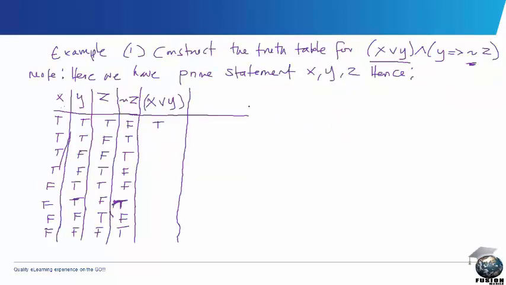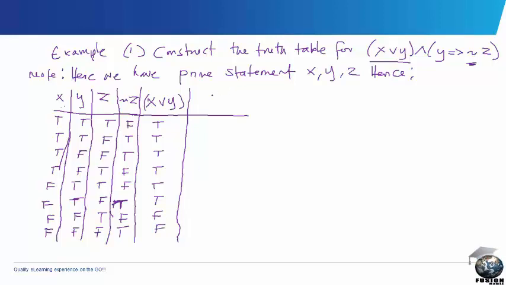And so you look at this, when it is true and true for x and y, it's also true on the second row. Then when it is true and false, it is true also. And when it is false and true, it is true. When it is false and false, it is false. All right, we've done that.